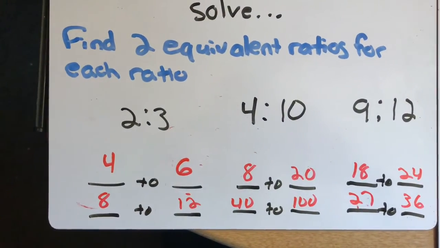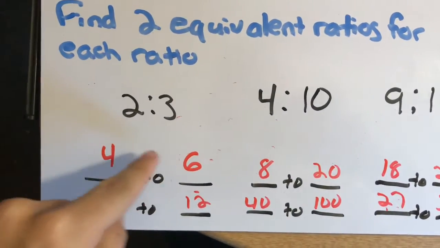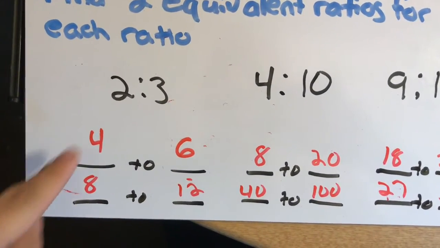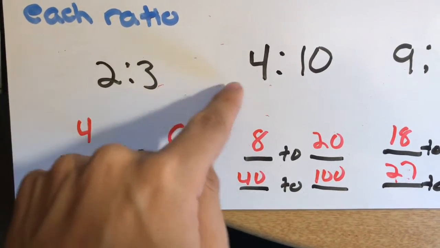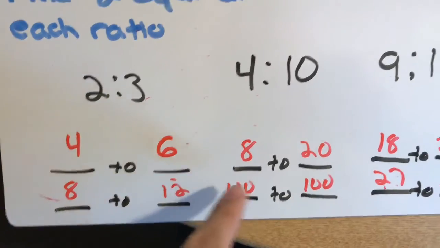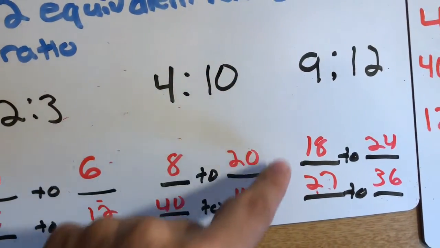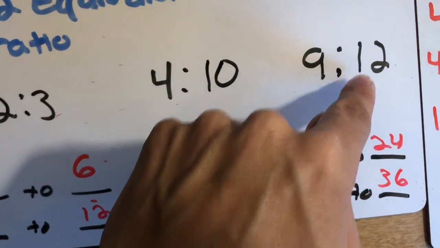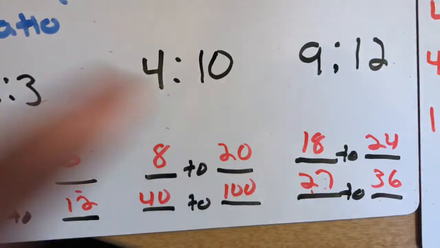Here are some possible solutions. For the first one, 2 to 3, I multiplied it by 2 to get 4 and 6. And then I multiplied the original by 4 to get 8 and 12. 4 to 10 times 2, and times 10. 9 to 12 times 2, times 3. 9 times 2 is 18. 12 times 2 is 24. 9 times 3 is 27. 12 times 3 is 36.